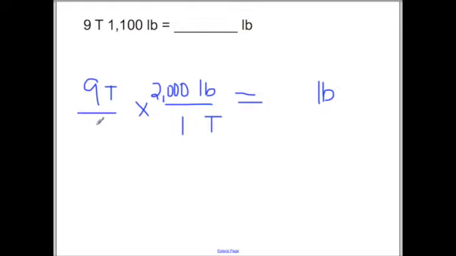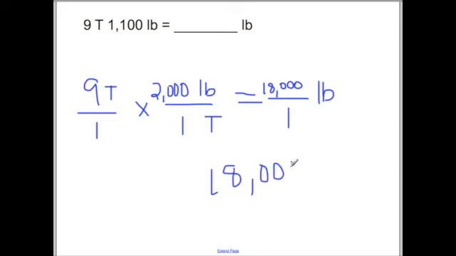I'm going to make this a fraction as well, so 9 over 1. 9 times 2,000 is what's going to be on top. So 9 times 2 I know is 18. And then we have thousands, so we have our 3 zeros, so it's going to be 18,000 up here. And then when we multiply our bottom, we have 1 times 1 is 1. So we know that if it's over 1, it's just a whole number. So we have 18,000 pounds so far.